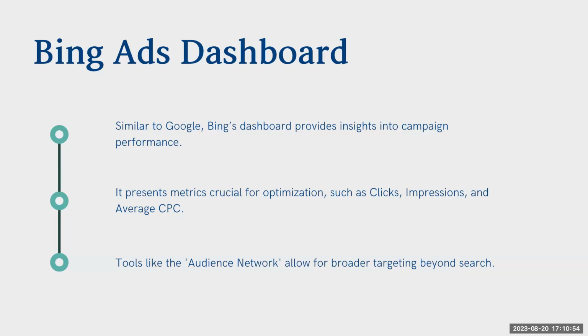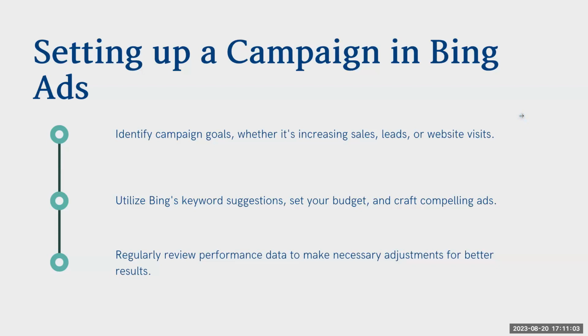They also use a tool called Audience Network, and that allows for broader targeting beyond the search. You want to set up your Bing campaign in a very similar manner to Google. Okay, so you want to do it in a very similar way. You have to identify your goal. If you're looking to increase sales, leads, website visits, whatever it is, you have to set a goal. You have to use the keywords. Again, same step, different platform. And in both cases, you want to regularly review the performance data to make sure you are making the necessary adjustments.